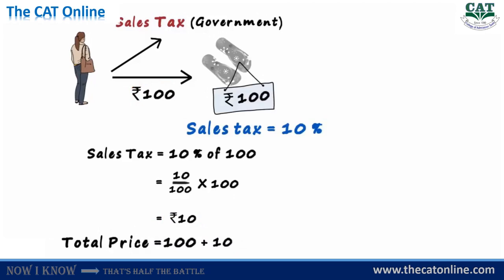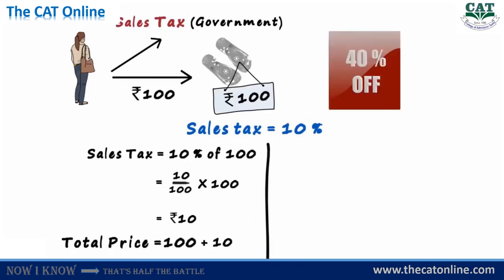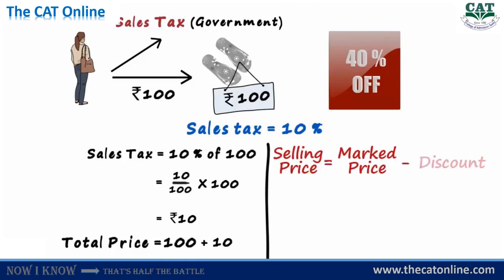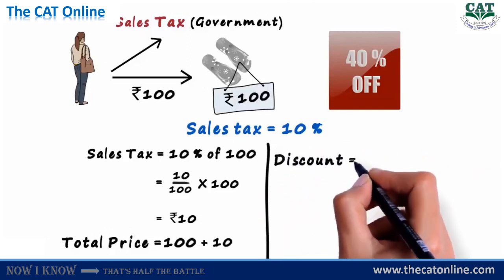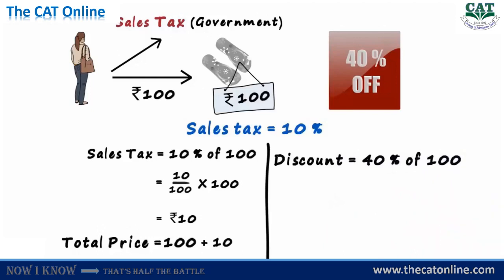Let me give you another interesting scenario. The lady goes to the shop after a month to buy the same pair of slippers for her sister. But this time the shopkeeper is offering a 40% discount on the slippers. Now it gets really interesting. First, let's calculate the selling price after the discount. Remember, the discount is always a percentage of the marked price. So the discount in rupee terms will be 40% of 100. 40% of the marked price.